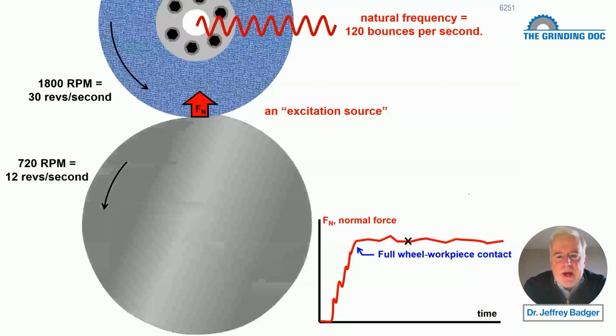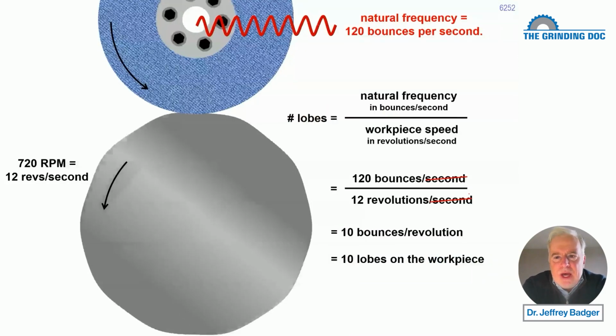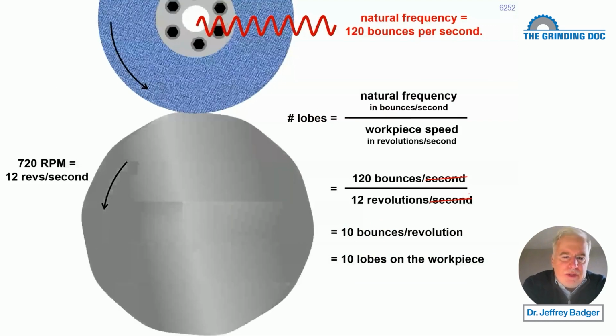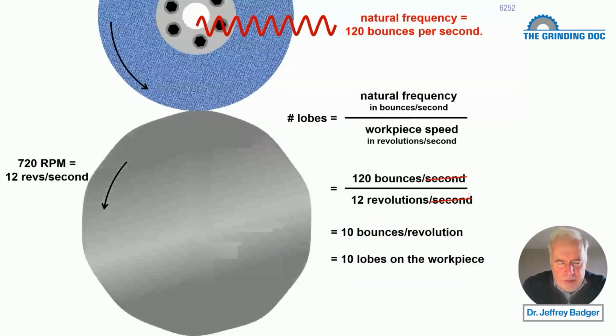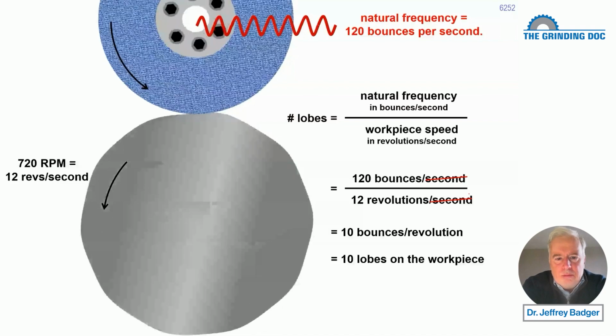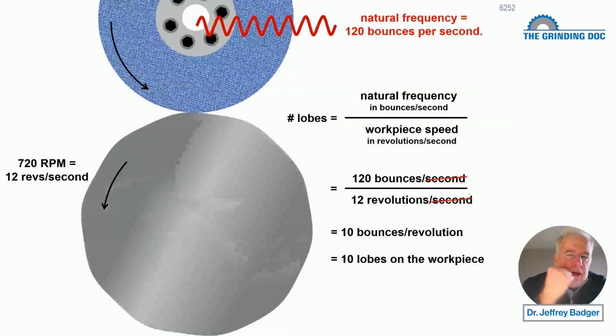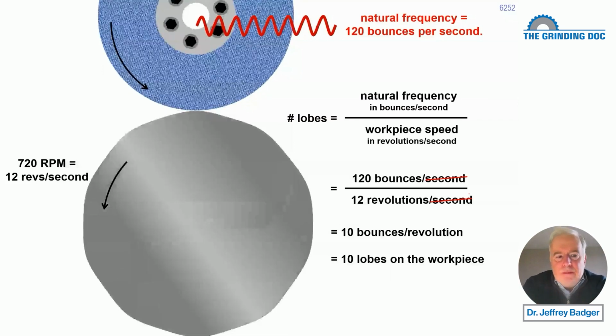So now it's going to bounce. And what frequency is it going to bounce at? It's going to bounce at 120 bounces a second. The bouncing isn't very severe, but it's still there. Boing, boing, boing. It's bouncing up and down 120 bounces a second.